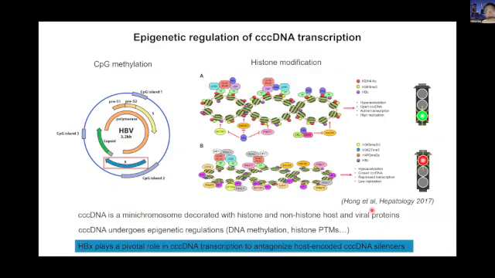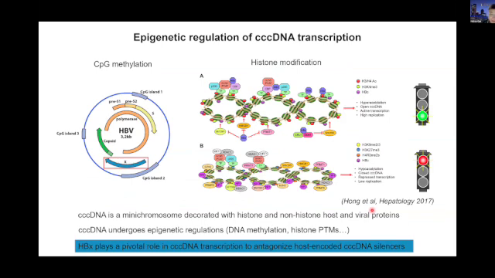And cccDNA is a minichromosome, so it also undergoes epigenetic regulation for transcription regulation. That includes DNA methylation and histone post-translational modifications like acetylation or methylation, all these kinds of things. And in cccDNA epigenetic regulation, the viral X protein plays a key role in maintaining the epigenetic active state of cccDNA for transcription.